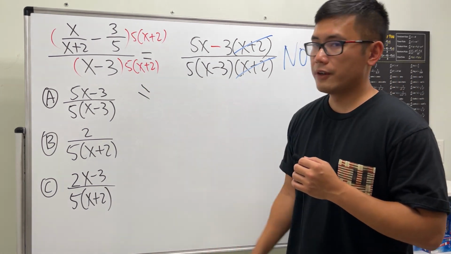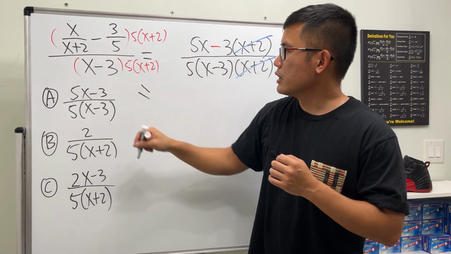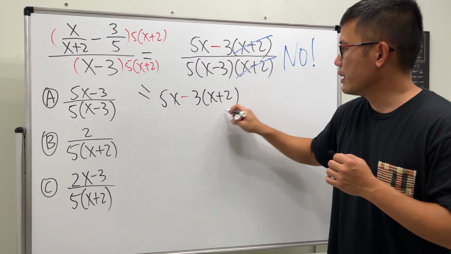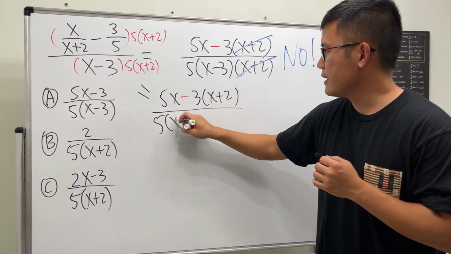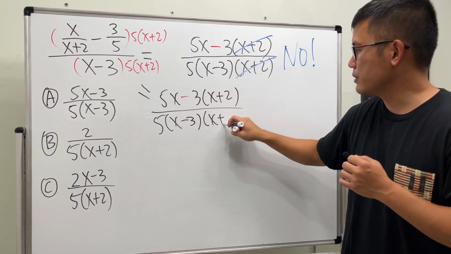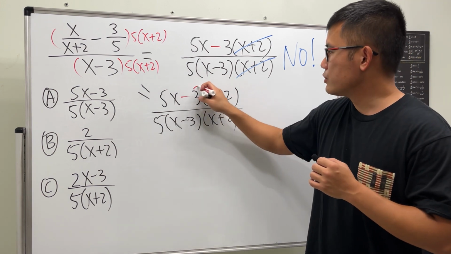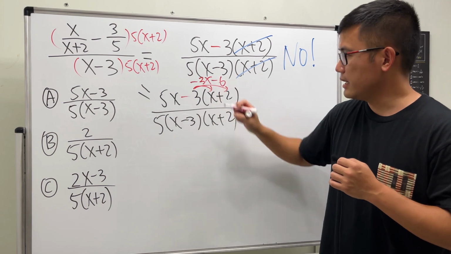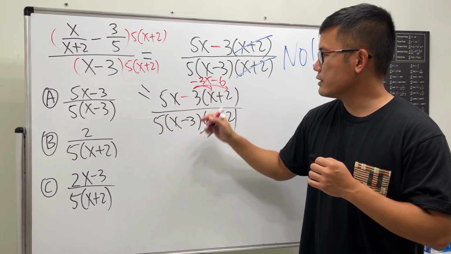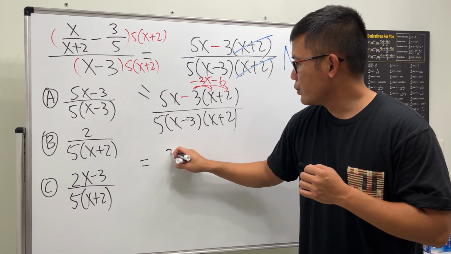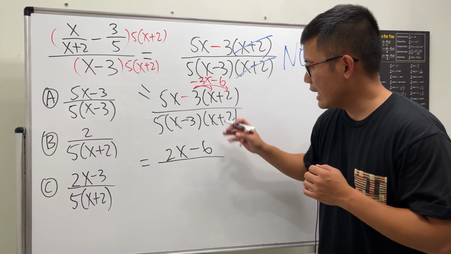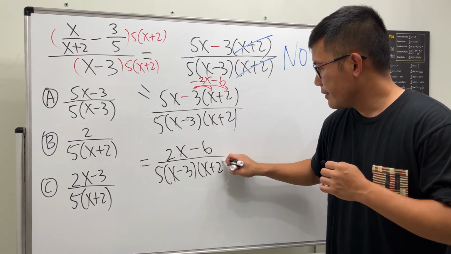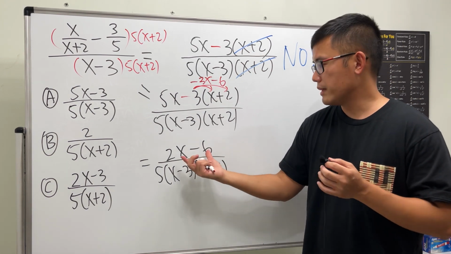Instead, we are going to do the following. So take this, multiply, so we still have the 5x minus the 3 times x plus 2, over 5 times x minus 3 and then x plus 2. Take this, distribute it, right? So we get negative 3x and then negative 6. 5x minus 3x, we get 2x and then minus 6. And then we have this denominator again. All right. Now you see the top is all simplifying to this term.